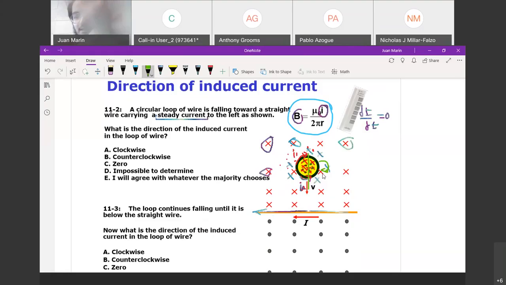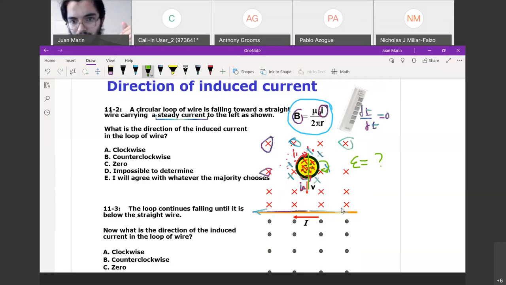But the area is the same, right? The loop itself is not spinning. It could spin on its own axis. It could go like this, right? So if this is the loop, I could spin it, and the angle theta is changing. But it's not changing, it's the same, it's just moving down at a constant speed, that's all. So what's happening? No changing angle, no changing area, and no changing magnetic field.